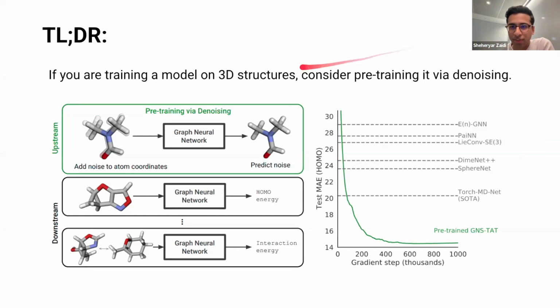So basically, what's shown in this figure is just a schematic. Denoising is your upstream task, and then you have a bunch of different downstream tasks, for example, prediction of different kinds of regression properties. And on the right-hand side is an example of a plot where this pre-training allows us to improve upon the state of the art in QM9.